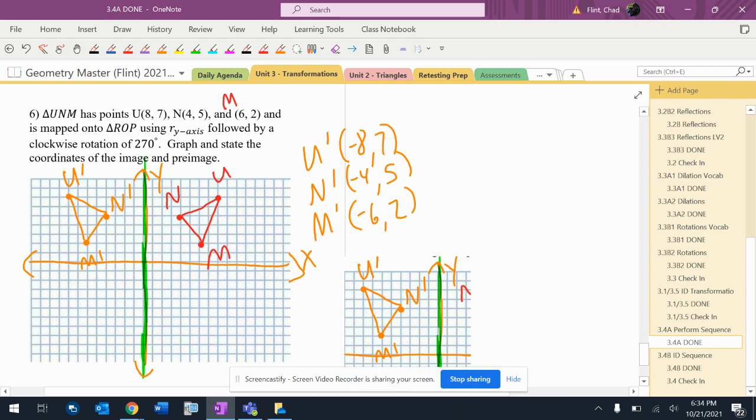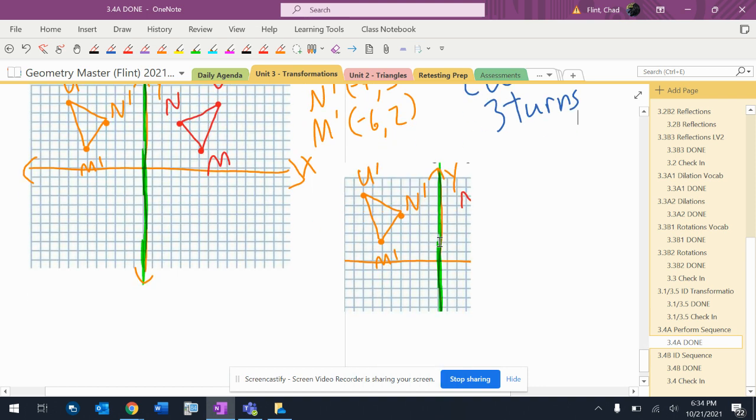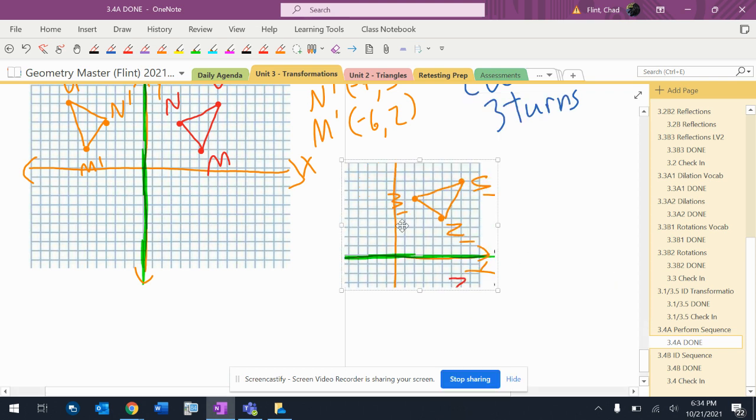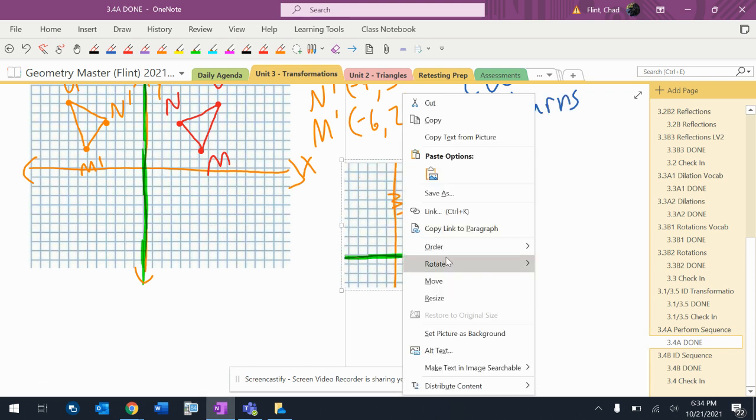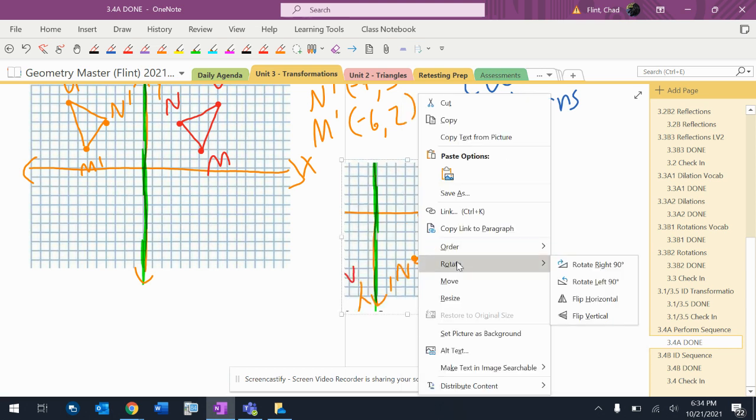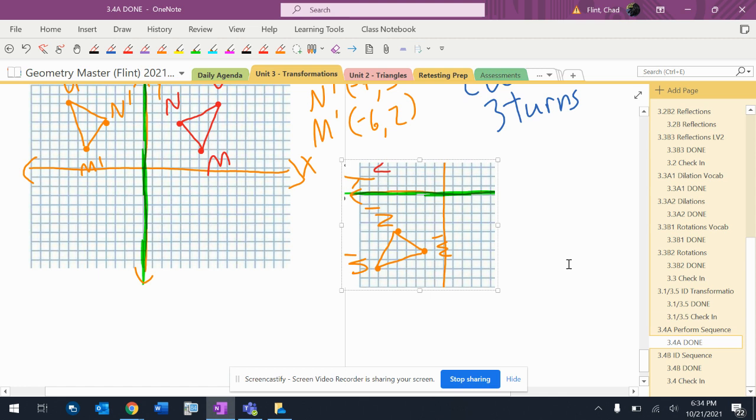So it says clockwise, so I'm going clockwise, and 270 is 3 turns. So I'm going clockwise 3 turns. So I'm going to come down here and rotate, and clockwise goes that direction. That's clockwise. There's 1, there's 2, and there's 3. All right, so there it is.